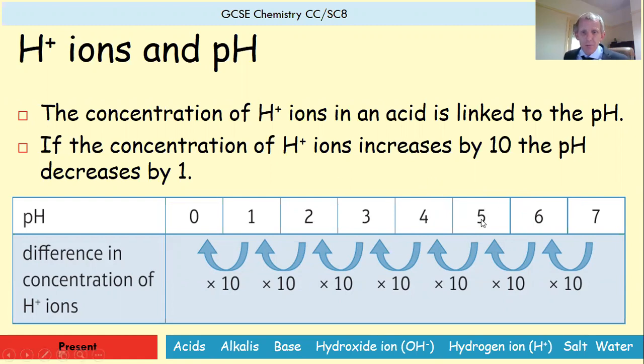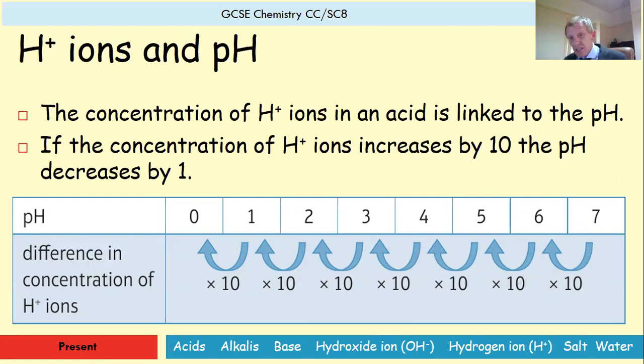And then going from, so we got one jump there, that's 10 times different. From 6 to 5, that would be 100 times different. And then when we get to 4, that would be 1,000 times different. Sorry, guys, I'm tying myself up in knots with numbers. So basically what you need to understand is that for every jump on the pH scale, the concentration of hydrogen ions increases by a factor of 10.